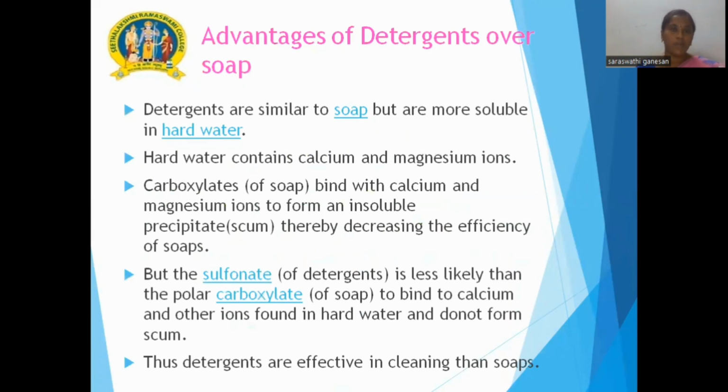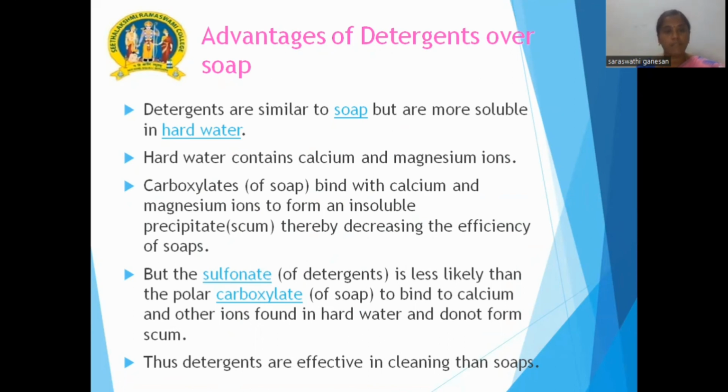Next, we'll see about the advantages of detergents over soap. Detergents are similar to soap, but they are more soluble in hot water. This is because hard water contains ions like calcium and magnesium. The carboxylates present in the soap can bind with calcium and magnesium ions in the water to form an insoluble precipitate which is called scum. This scum formation decreases the efficiency of soaps.